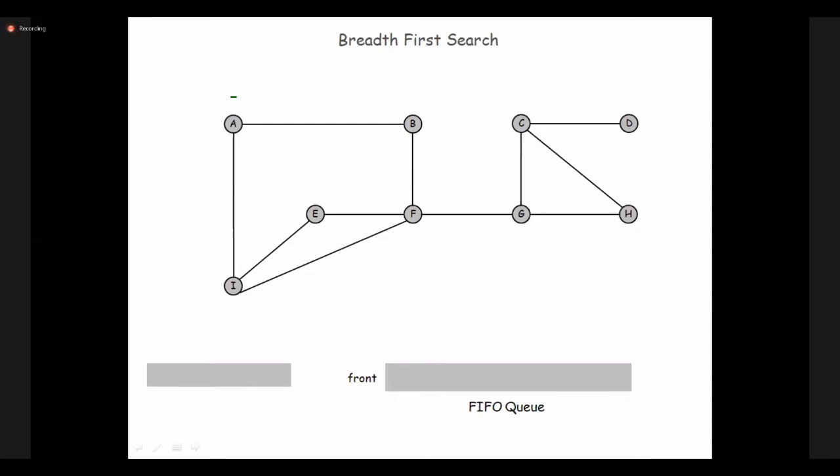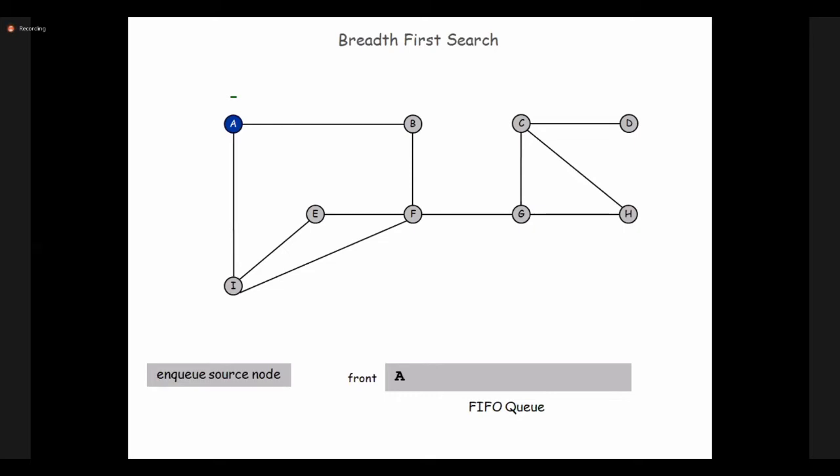How to visit level by level? We require a data structure, and the name of the data structure is Queue. I am using the queue data structure to visit level by level nodes. Suppose we have to select a starting vertex. My starting vertex is A. Whatever vertex I am visiting, I am keeping in a queue. So my starting vertex here is A.